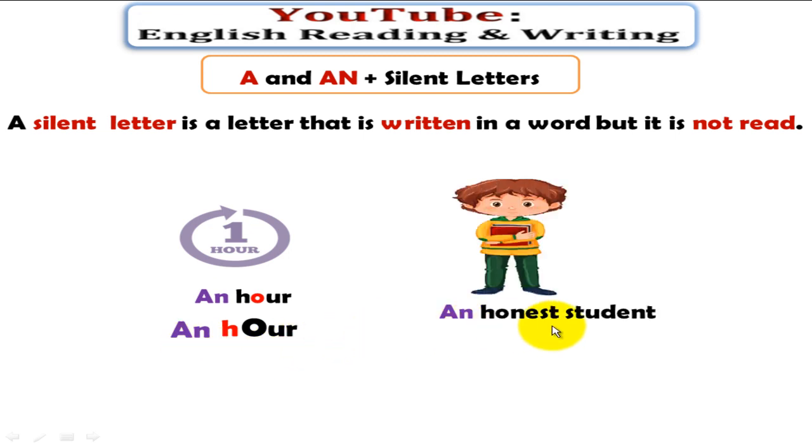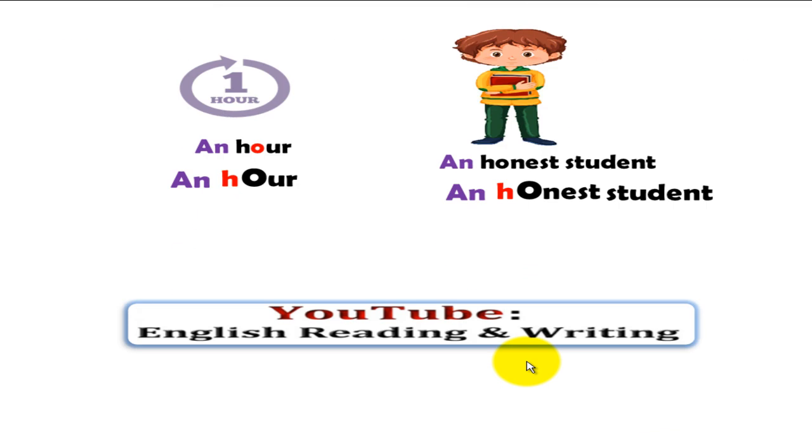Another example, an honest student. An honest student. Again, we have H as the first letter in this adjective, but we don't read it. We have an, then we have honest student. So this is the vowel that we read, and H is silent. So that's all about a and an.